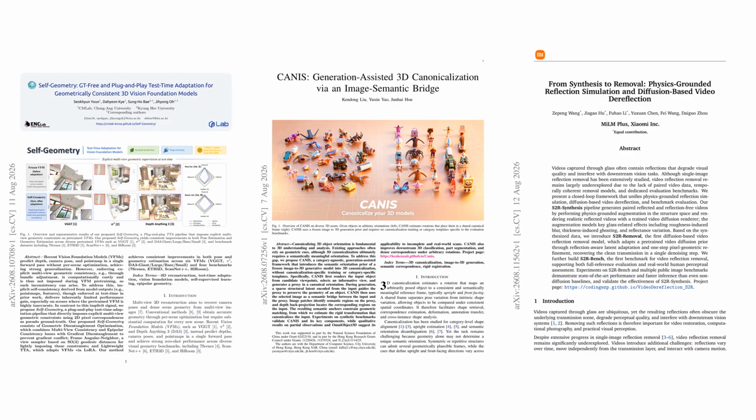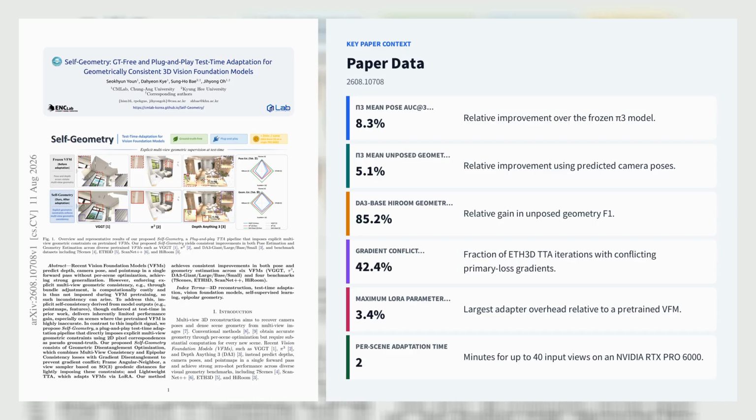Adaptation in minutes, canonicalization without category templates, and reflection removal at 87 milliseconds per frame with TRELLIS 1.2.1 and Qwen VL in the loop. Keep watching to see where self-supervising 3D and video systems are heading. Let's explore the first paper, 2600.